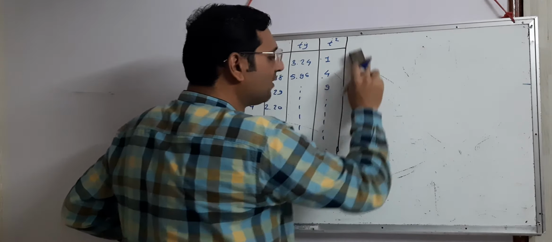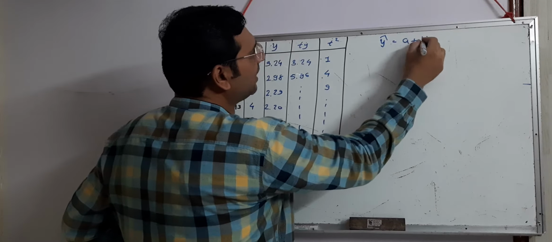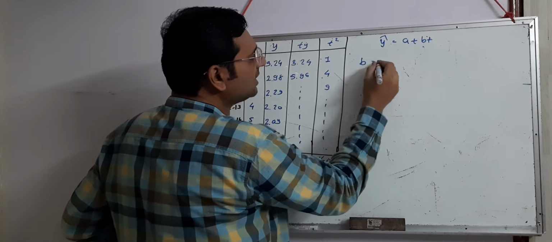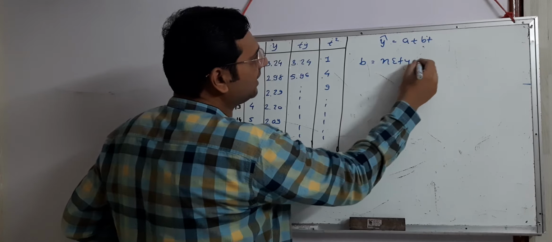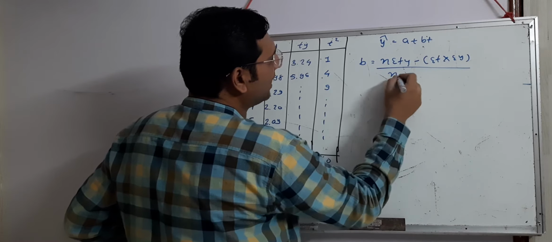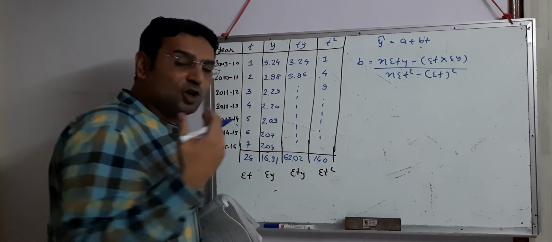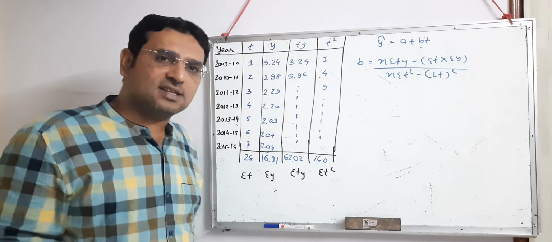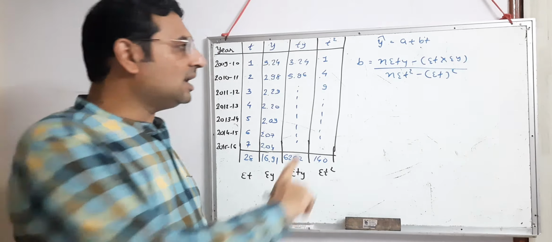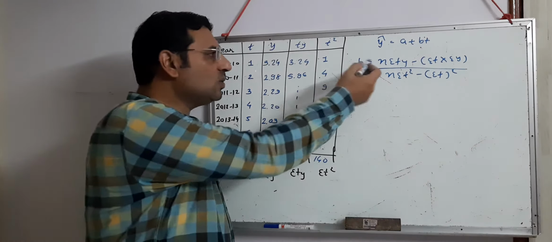Now once t bar and y bar are calculated, what is our equation? Y cap is equal to a plus bt. B is equal to n sigma ty minus sigma t into sigma y upon n sigma t square minus sigma t whole square. There is no new formula at all in the chapter. In all the sums, you have to apply this formula for b. This is what you have to learn. All values are given.